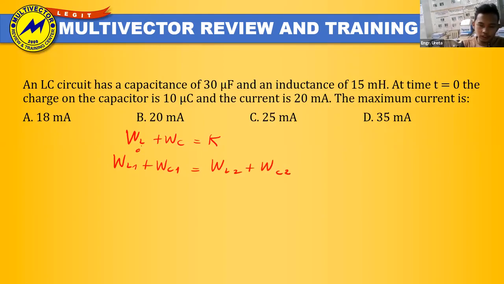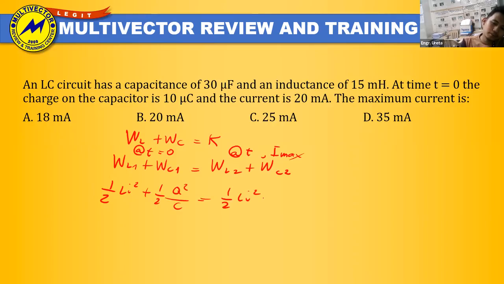So at time t equals 0. Dito naman, at time t, where our current is maximum. Sir, ano bang formula natin dito? Formula natin is 1/2 L. Ano ba yung value ng L natin? Our L is yung inductance natin na 15 millihenry. Sulat na lang muna natin. So 1/2 Li square plus 1/2 Q square over C is just equals to 1/2 Li square plus 1/2 Q square over C.